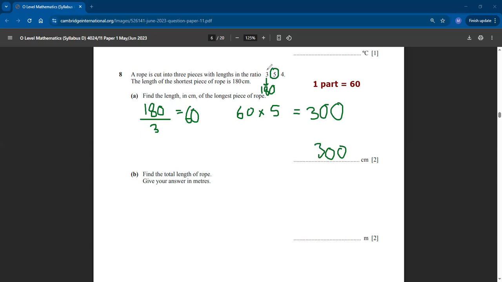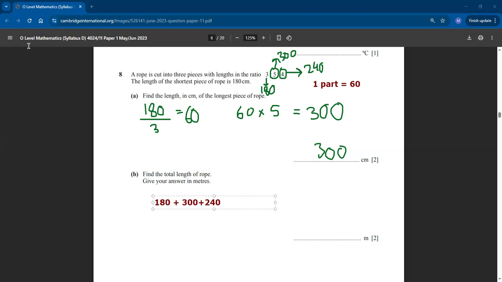So we know that the shortest part is 180, the longest part is 300. So let's also work out what the ratio 4 represents. For that, you're going to do 4 into 60. 6 into 4 is 24, just add the 0, so that's 240. In order to work out the total length of the rope, you're going to add all of these. So 180 plus 300 plus 240. Just add all of these together.